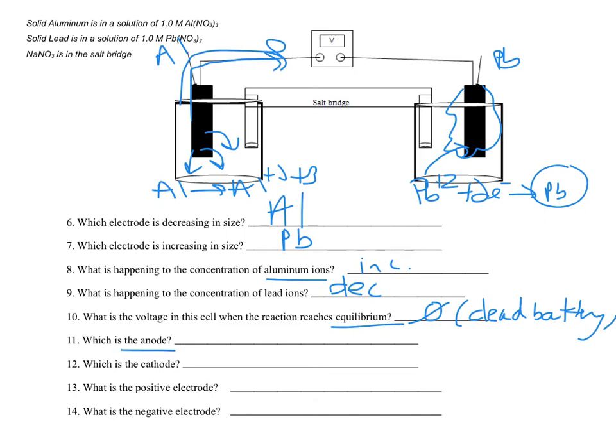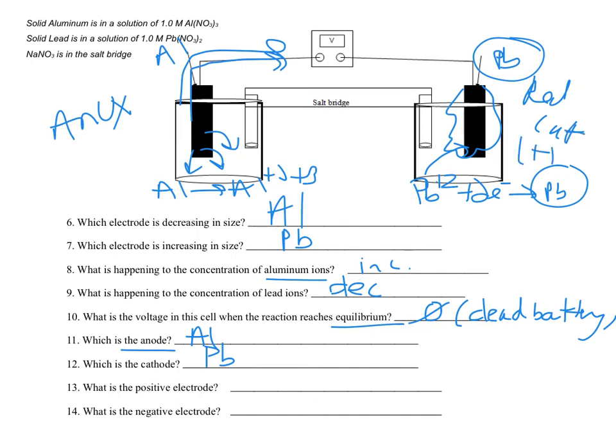Which is the anode? So anode, we say an ox, so oxidation, and so aluminum was our anode. Our cathode, red cat, the actual electrode was lead. What is the positive electrode? Ooh, I like the T, can also mean a positive. So your positive electrode is always your cathode, so also lead. And then your negative electrode, ooh, and then anode has the N for negative, I like it, would be aluminum.